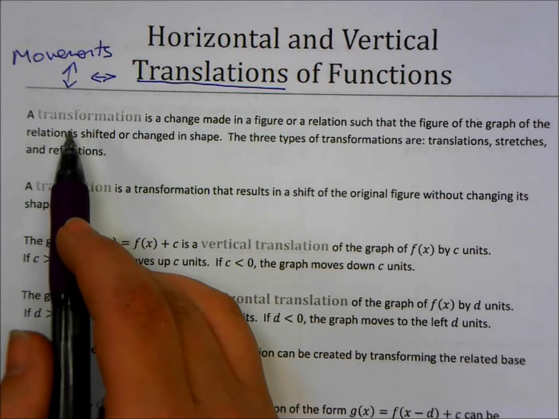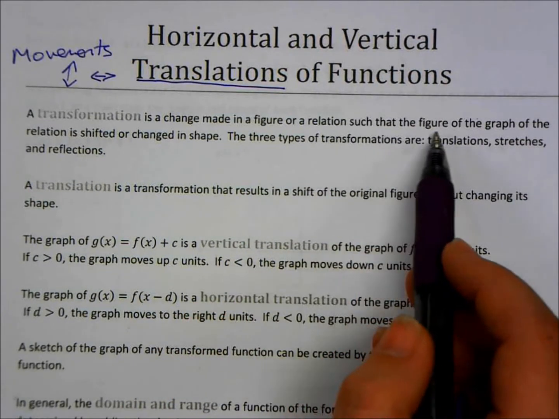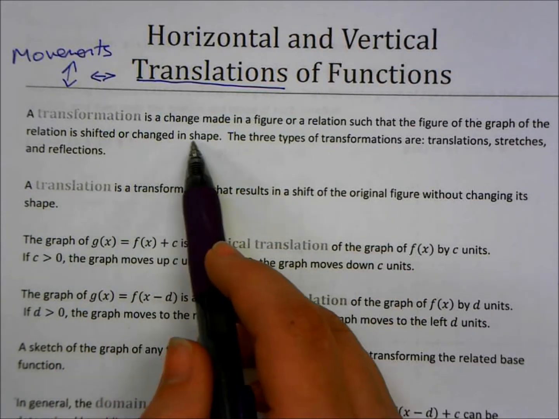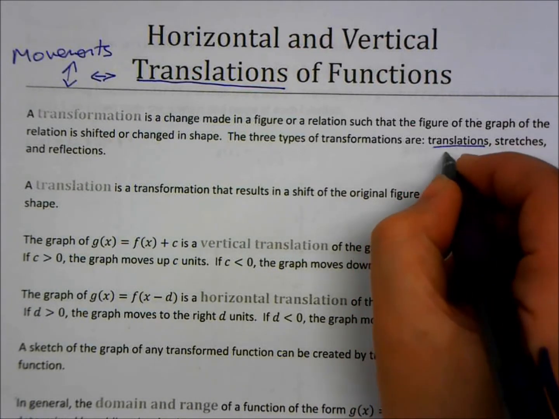A transformation is any change made in the figure or a relation, such that the figure of the graph is shifted or changed in shape. There are 3 types of transformation: translations, movements.